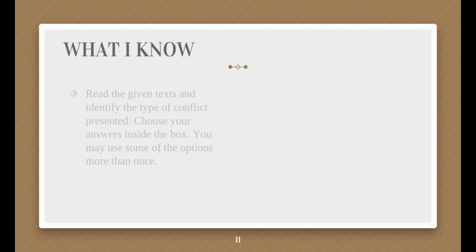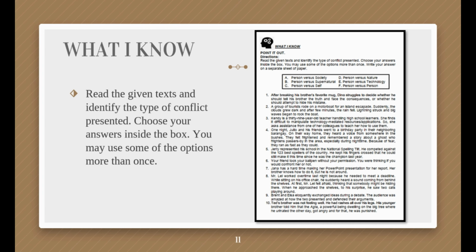Read a given text and identify the type of conflict presented. Choose your answer inside the box. You may use some of the options more than once. Like in number 1. After breaking his brother's favorite mug, Dino struggles to decide whether he should tell his brother the truth and face the consequences, or whether he should attempt to hide his mistakes. The correct answer is letter C, person versus self. Are you ready to answer the rest? Let's go!